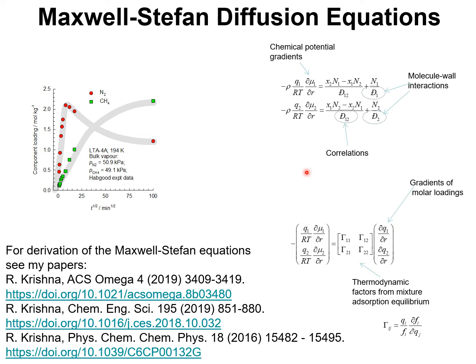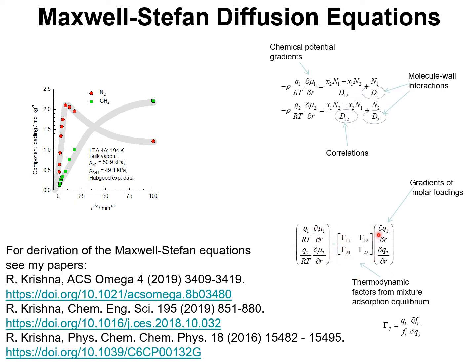For LTA-4A zeolite, the intercage jumping of gas molecules is practically uncorrelated, and these terms, the first right members, can be ignored. The chemical potential gradients, in turn, can be written in terms of the gradients of the molar loadings Q1 and Q2 that are accessible from experimental measurements, by defining a matrix of thermodynamic correction factors.